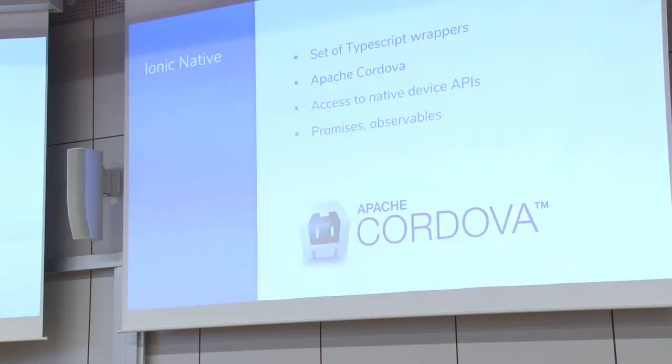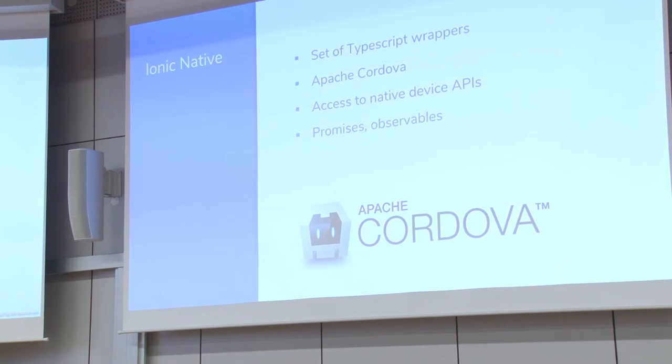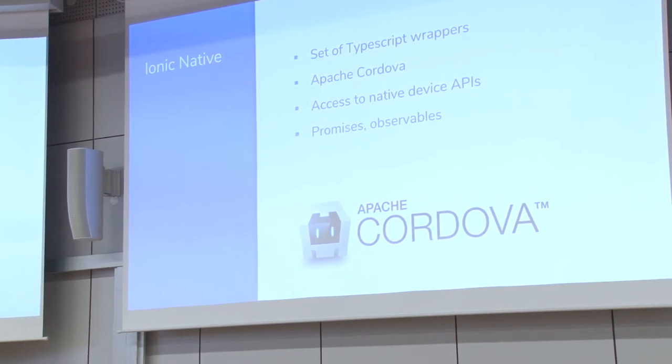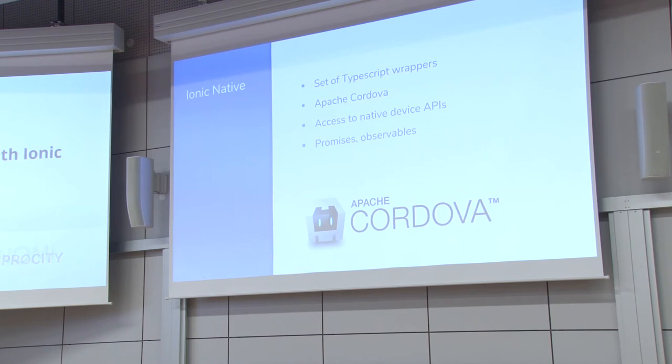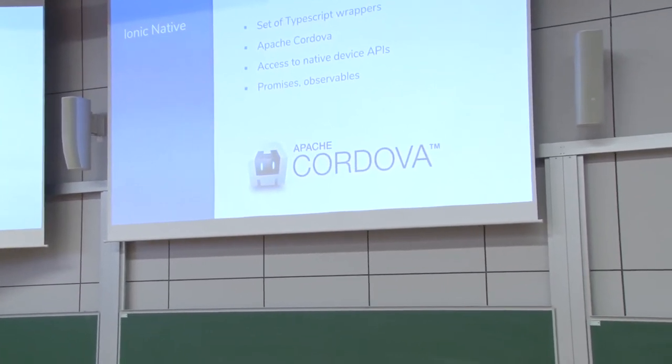Ionic Native, we said, is connected with the plugins to access the native functionality. And Ionic Native is just a set of TypeScript wrappers for Apache Cordova plugins. Many of you probably know Apache Cordova, which is the de facto standard for hybrid applications. And it provides us access to the native device APIs. So Ionic Native is just a wrapper which wraps these plugins in promises and observables to be used in the Ionic application.